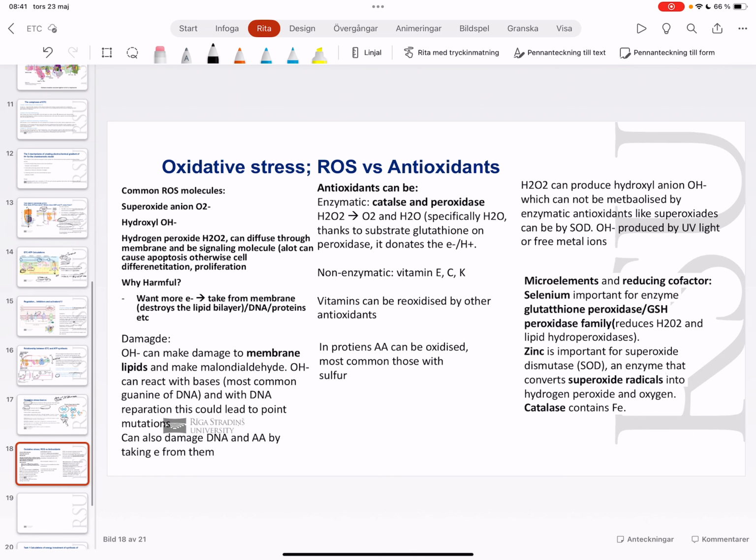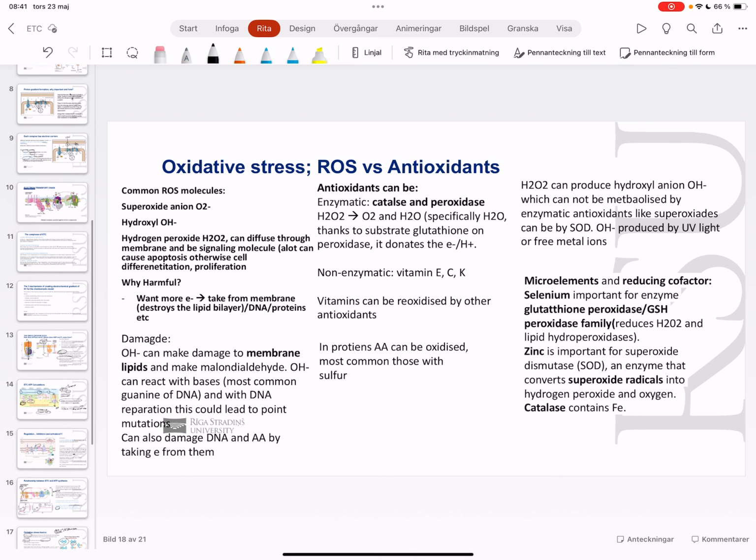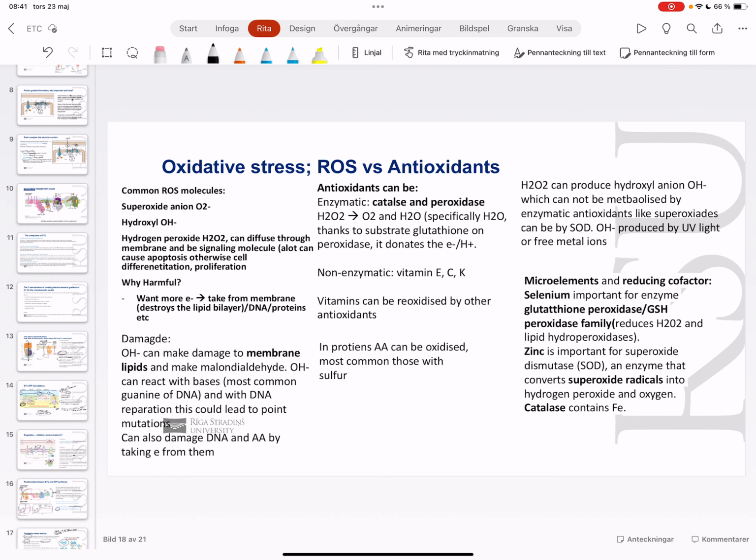So, oxidative stress: ROS versus antioxidants. Some common ROS molecules are superoxide anion, which is this one, or hydroxyl anion, this one. We also have hydrogen peroxide, which can diffuse through the membrane and can be a signaling molecule. A high concentration of hydrogen peroxide can cause apoptosis, but it can also cause cell differentiation and proliferation.